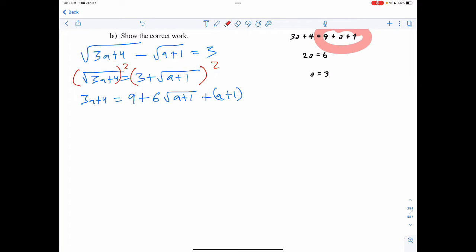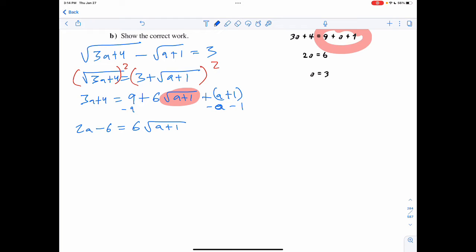So I still have a radical left, so I'm going to have to isolate it. I'm going to move everything else to the other side of the equation. So I'm going to subtract 9, I'm going to subtract a, I'm going to subtract 1 from both sides of the equation. And when I do that, I'm going to be left with 2a minus 6 is equal to 6 times the square root of a plus 1.